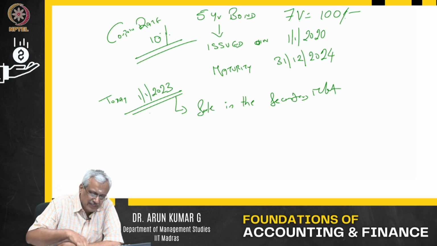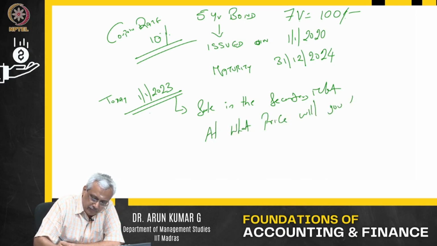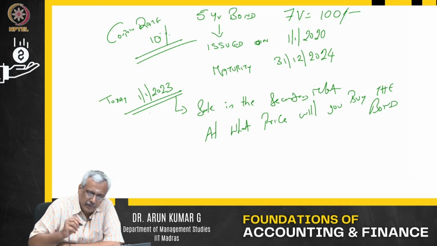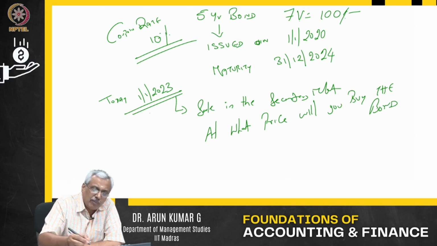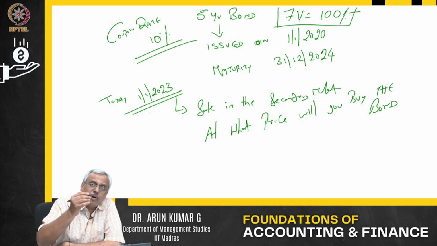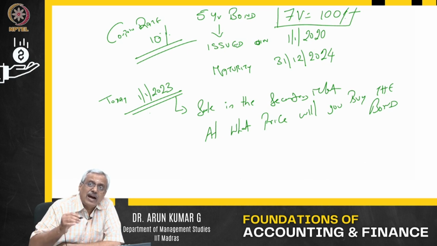Now, the question is, at what price will you buy the bond? Will you buy the bond at the same $100? Will you buy the bond at a price which is lower than $100? Will you buy the bond at a price which is higher than $100? That is the key question that comes in here.